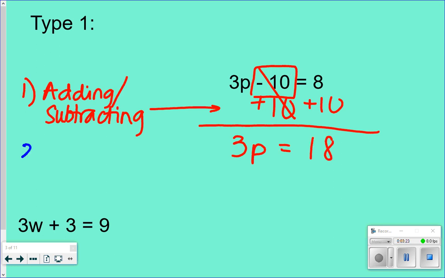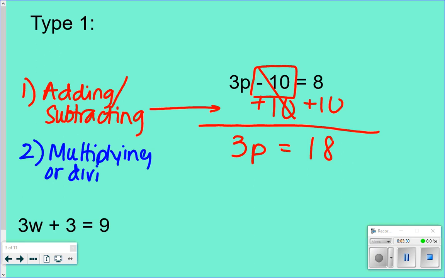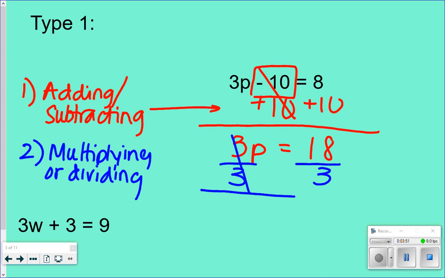My second step is to do the multiplying or dividing. So this is like what we saw yesterday, remember? Except it's not like a fraction or a decimal. 3p equals 18. How can I get rid of the 3 now? I'm going to divide by 3 on both sides. So divide by 3, divide by 3. And I'm going to cross out. And then I'm left with, I always do it in lines like this. So then p equals 6. Yep. Please show the work. Please show the work.